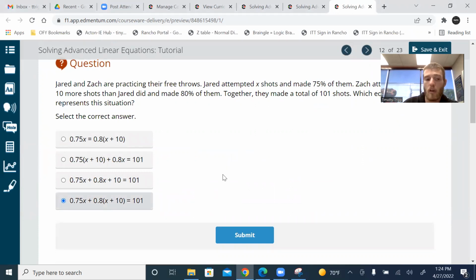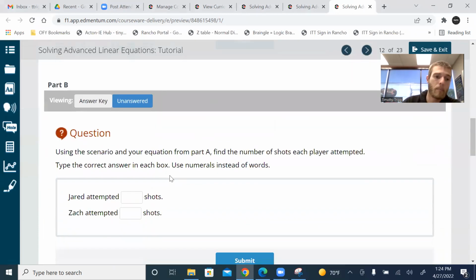From there, we could solve for x. That's probably going to be the next problem. Yep. So we're going to go ahead and solve for x. Remember, x is the number of shots Jared attempted.